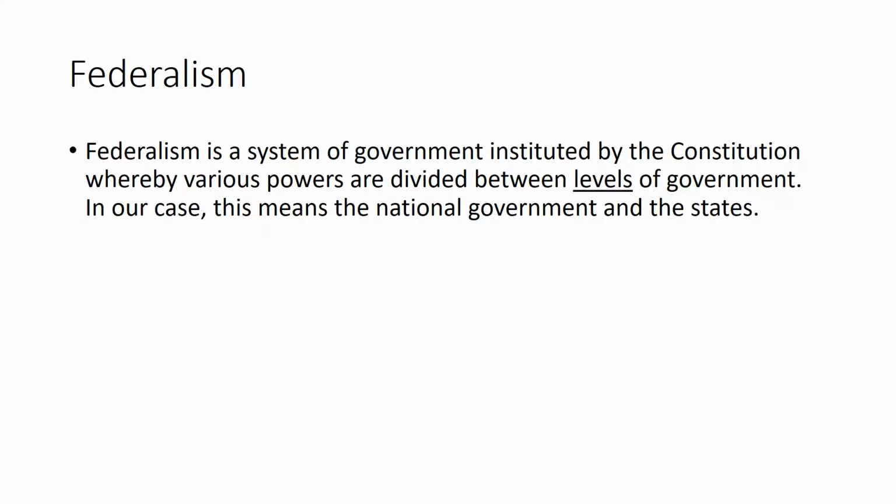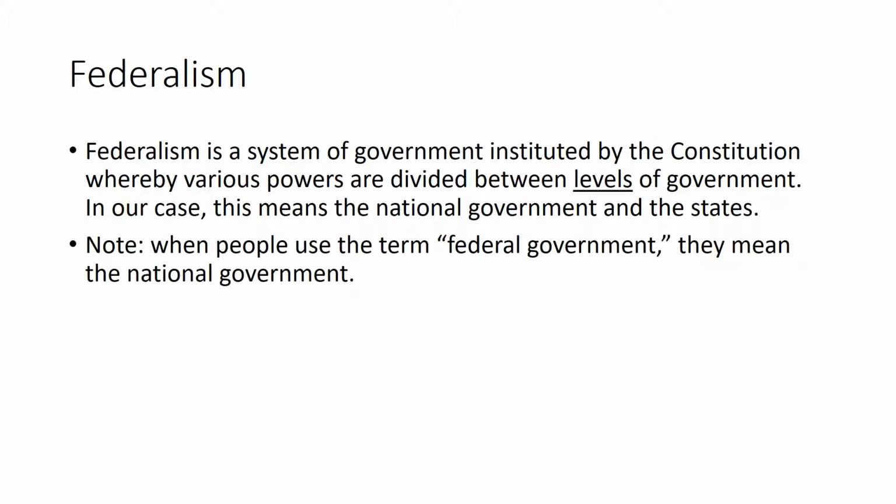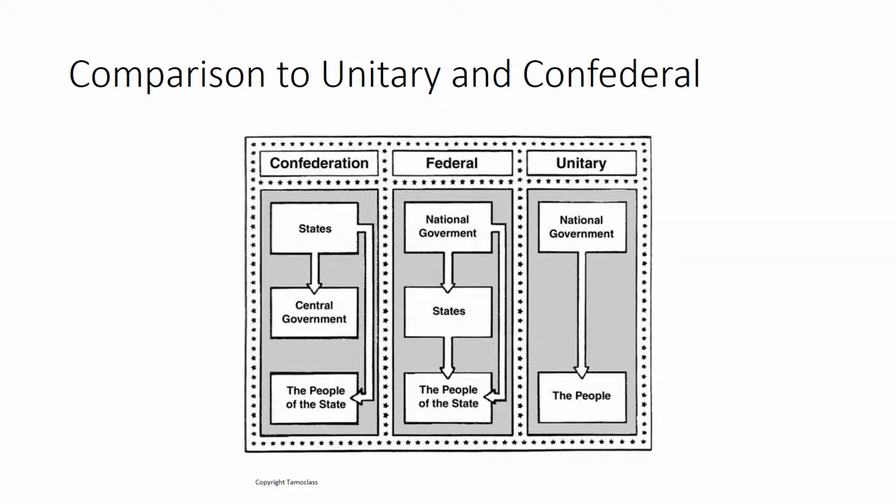Federalism is a system of government instituted by our Constitution, obviously, whereby various powers are divided between levels of government. By levels, I mean the national government and the states. Now, when people use the term federal government, they mean the national government. So I'll be saying federal government throughout this course and mean the national government. And that's also when you're having discussions among friends, that's the term that's commonly used.